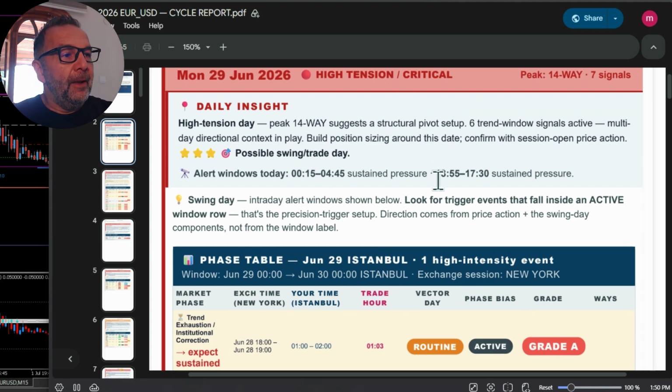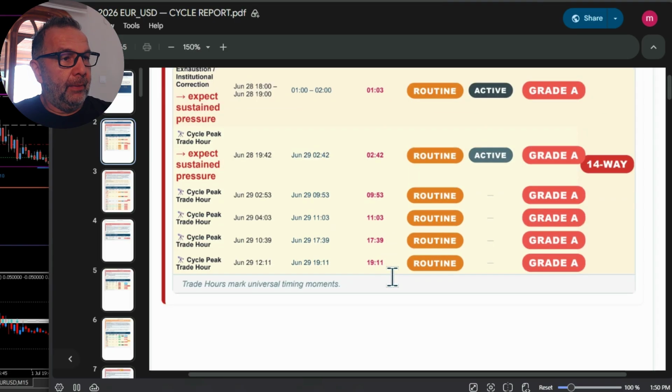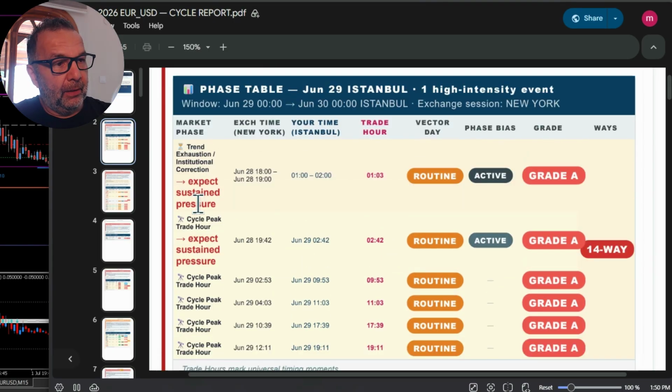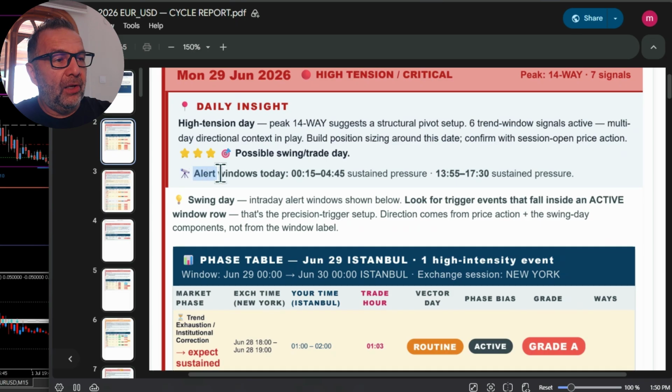So it's giving you hours here, right? It's giving you a comment here, okay? And they're not there to confuse you, okay? If you expect sustained pressure, it means the market is expressing the price where it is right now. At the top here, you can see alert windows today. They have a few words of comment: sustained pressure, sustained pressure.